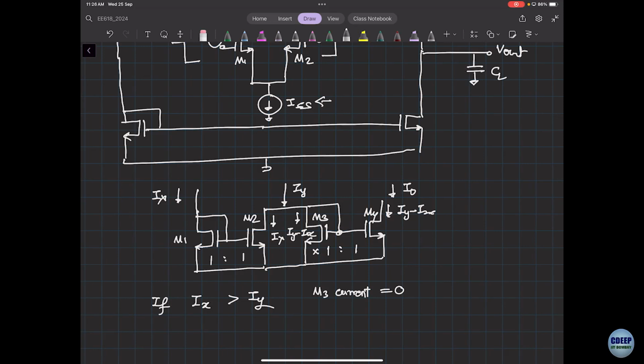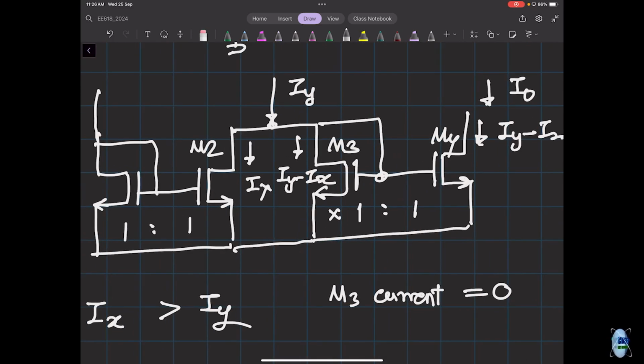KCL won't be on this node? Okay, excellent question. You tell me. So, I'm not saying that this will carry. Okay, let's redraw this. It's a good question.